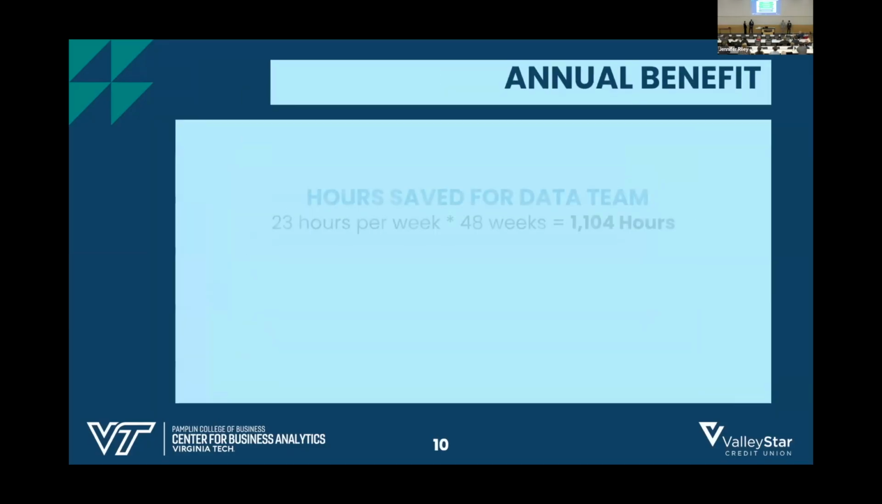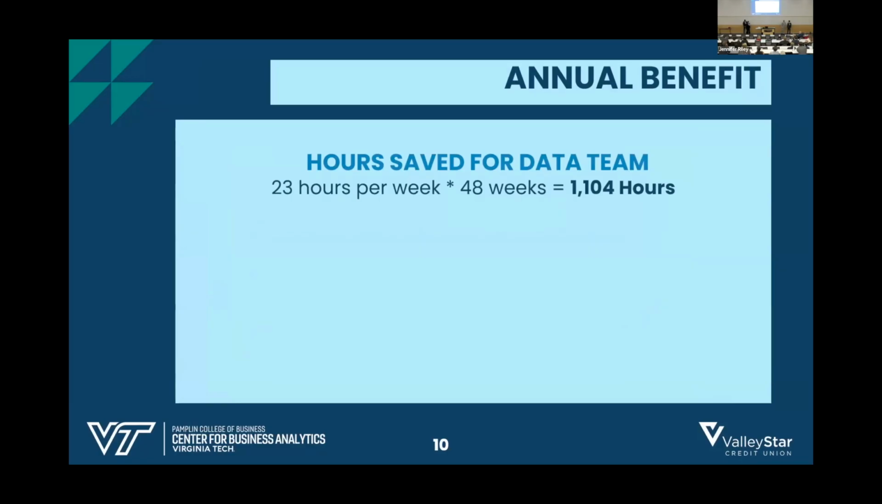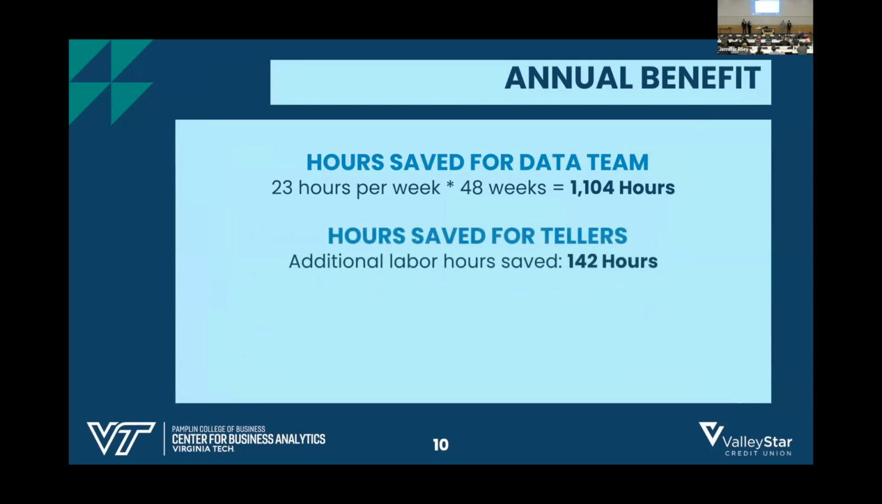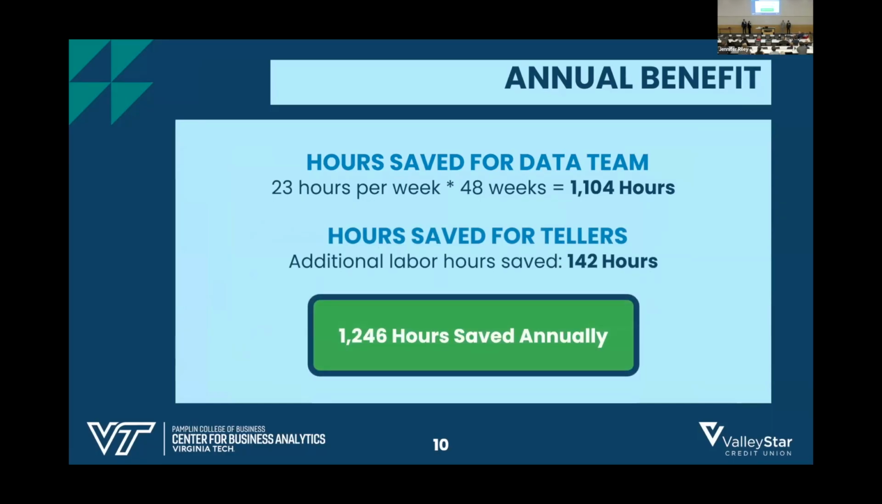Thank you, Roman. Before we delve into the benefits generated from our solution, it's imperative to understand that previously, the manual data retrieval system consumed 45.5 hours per week for the data and auditors team. But now we're estimating that our solution will save 23 hours per week. So we're saving 1,104 hours annually for them. Not only that, we're also saving 142 hours annually for the tellers. Therefore, the total hours saved by our solution annually would be 1,246 hours.